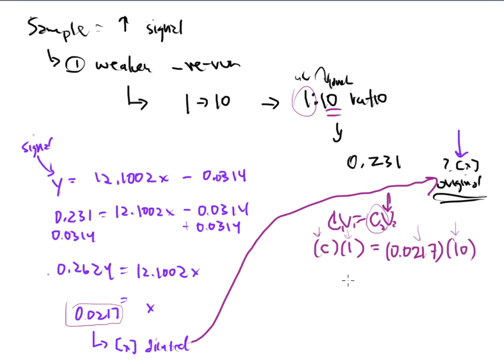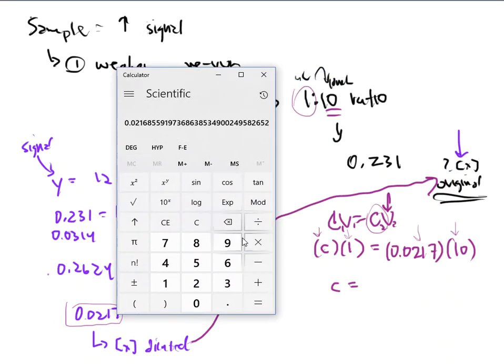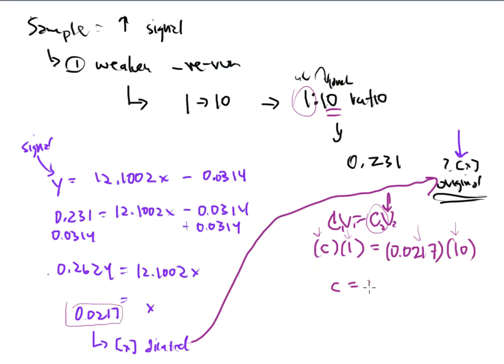So basically the only thing I have to do, C1 is C here. Only thing I have to do in this example is take my 0.0217 and multiply it by 10, hit enter, and I'm going to get 0.217 rounded off. And that is the concentration of the undiluted sample.